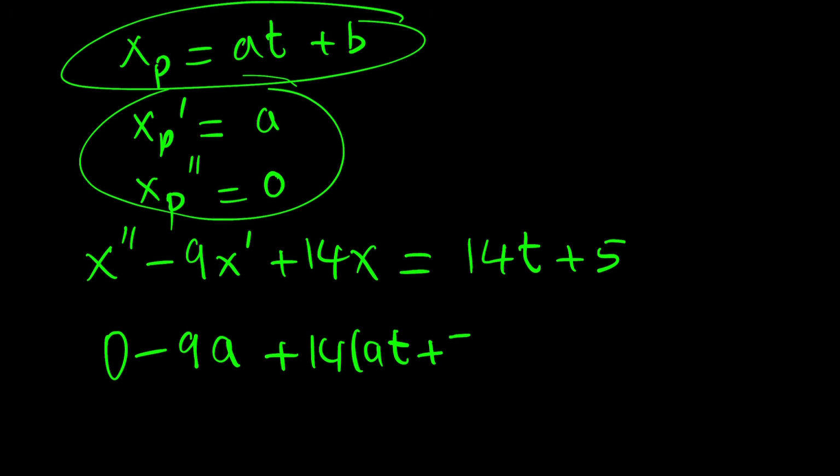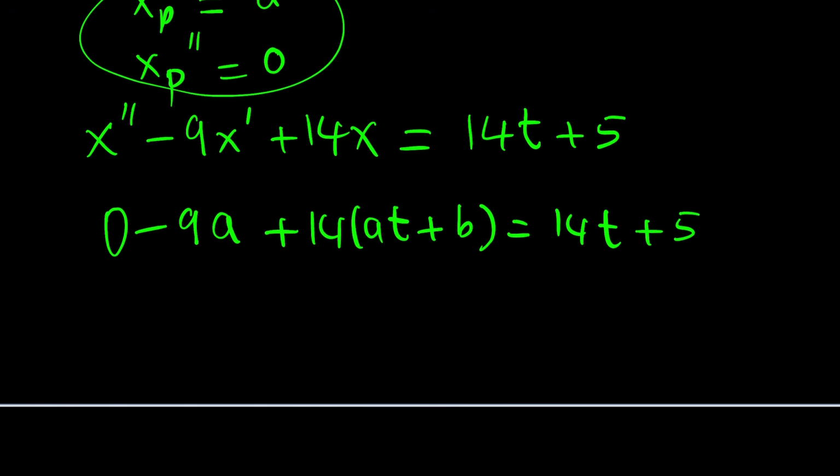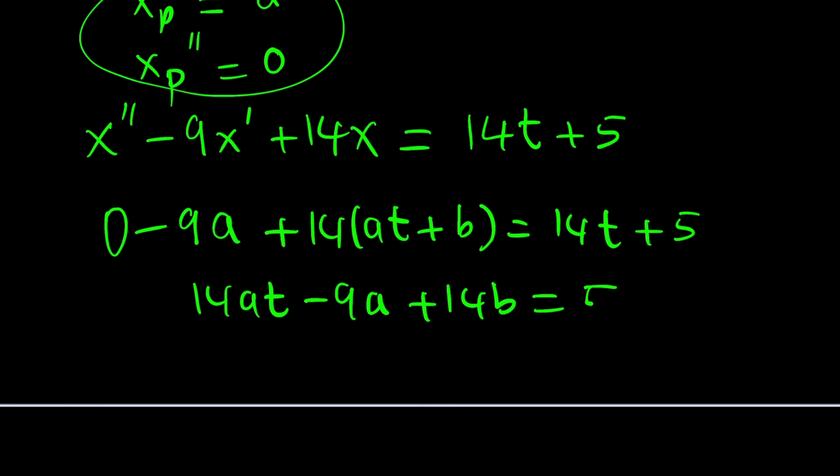And of course, I want this to be true for all values of t. So we're going to get a polynomial identity, right? This is going to give us 14at minus 9a plus 14b equals 14t plus 5. Here's what you're going to do. You're going to look at the coefficient of t, and then you're going to look at the constant. In this case, the coefficient of t is 14a. Oops, I forgot to write 14t plus 5 on the right side. So this is what I'm supposed to get.